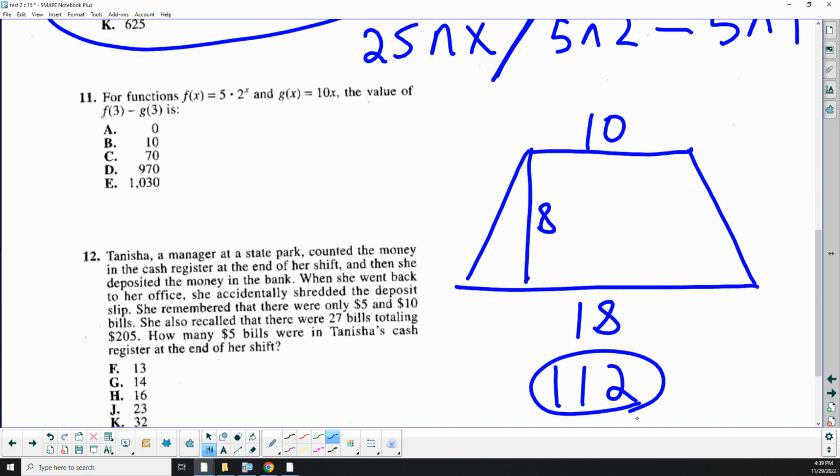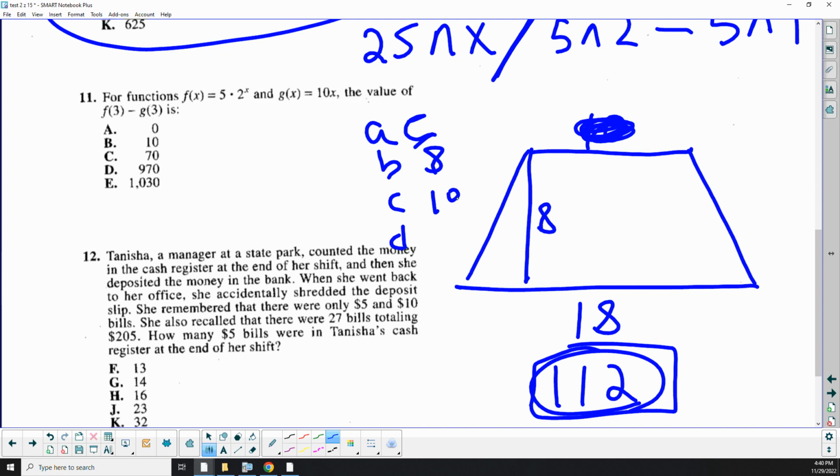ACT loves to ask stuff backwards. Are you listening? They'll give you the area is 112, but they'll hold back and not give you the other base. You know how math is. They do it forwards and then they do it backwards. Well, the test is multiple choice, huh? So choice A might be 6, choice B is 8, choice, you follow me?